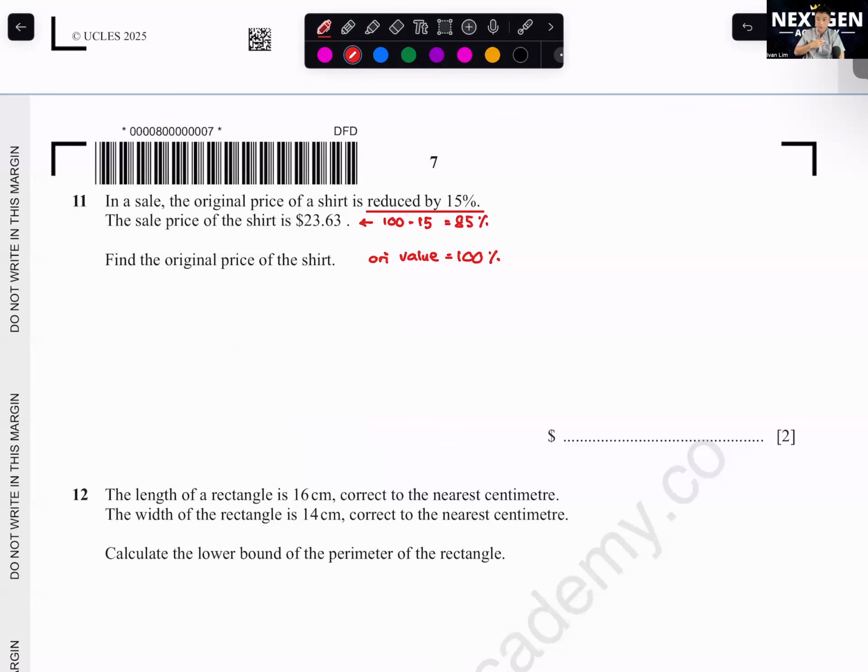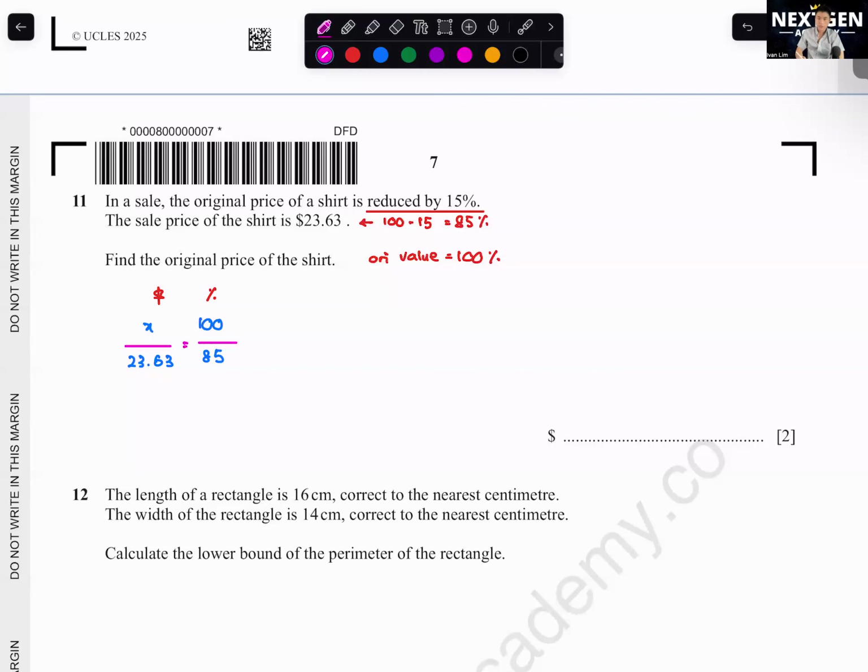This is the method that I like to use. Okay, so because this one is a reverse percentage, reverse percentage or normal percentage, I always still use the ratio method. This is how I'll do it. Write down dollars and percentage first. Okay, we don't know what is the 100% right now, but we know what is the 85%. Everyone understand what am I doing here? This is a ratio. X dollars is 100%. $23.63 is 85%.